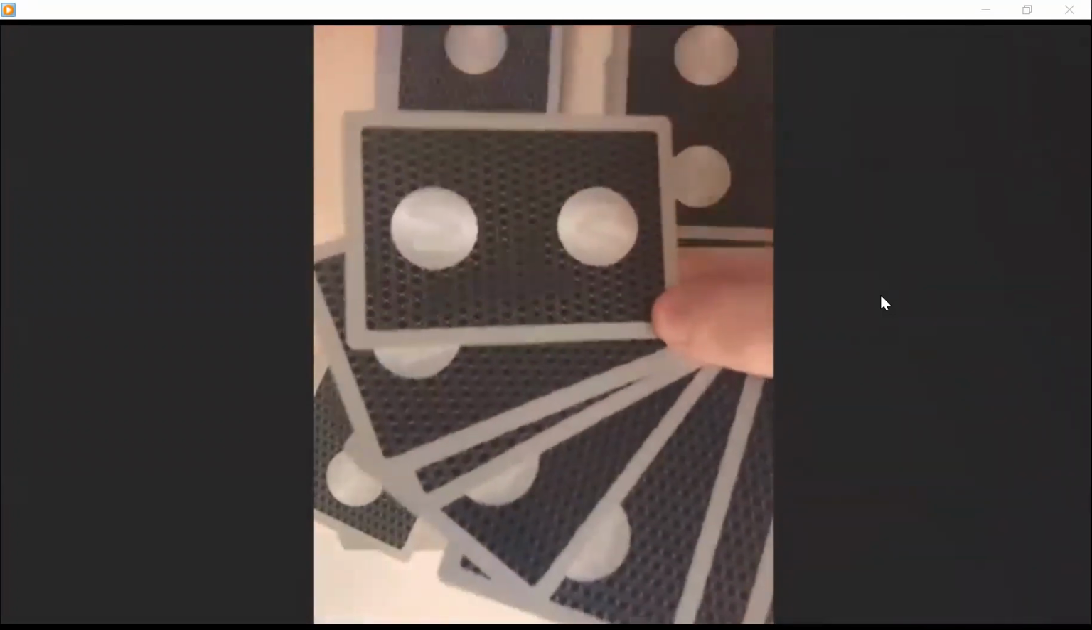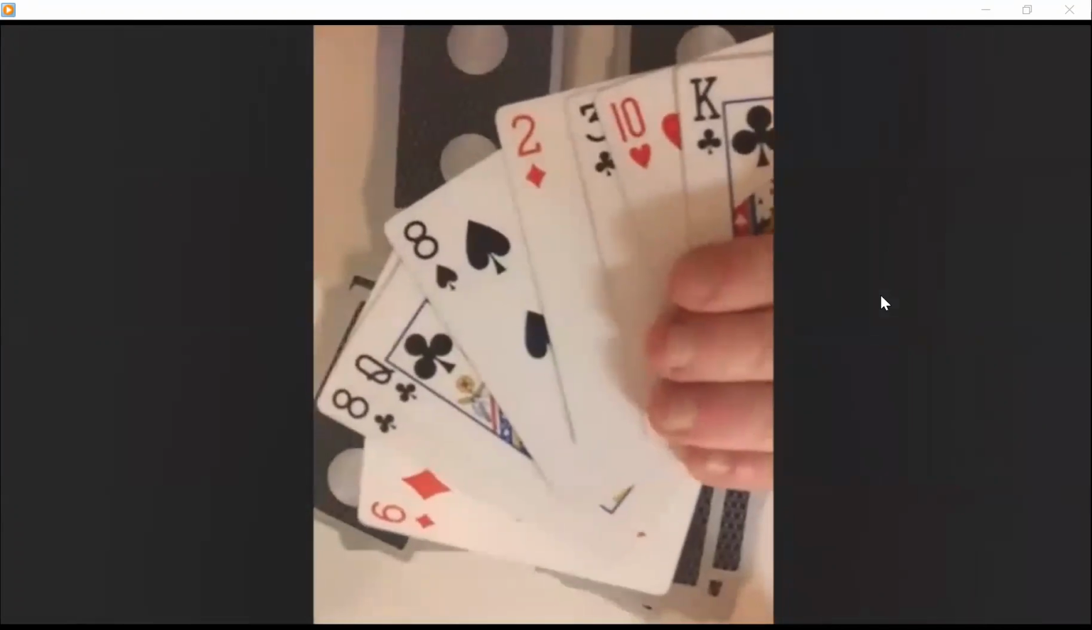And 1, 2, 3, 4, 5, 6, 7, 8, 9, 10, 11. No, I was not pulling cards off the bottom of the deck. This means we have 8 cards left over. Hopefully none of them are an ace. Let's check. No aces, that's good.